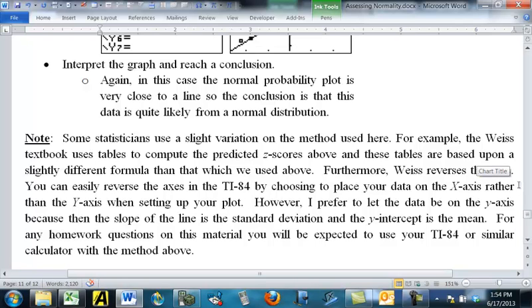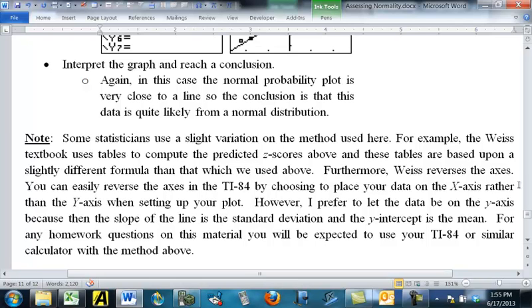Now, finally, let me note a couple of things here. Some statisticians use variations on this for the normal probability plot. For example, your textbook, the Weiss textbook that we're using this semester, uses tables to compute the predicted z-scores based on the ranks. So you rank the data, come up with the ranks, use the tables. It's the way the book tells you to do it. Well, it's doing a very similar thing that we're doing here, but instead of using the formula that we're using to produce that table, it's using a slightly different version to produce the table that's there.